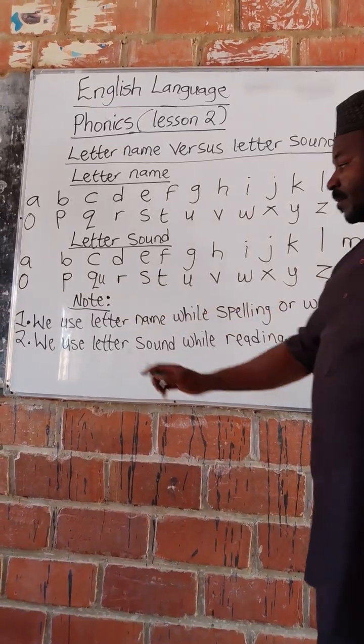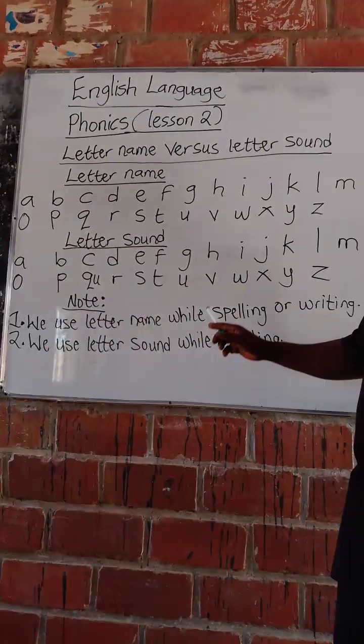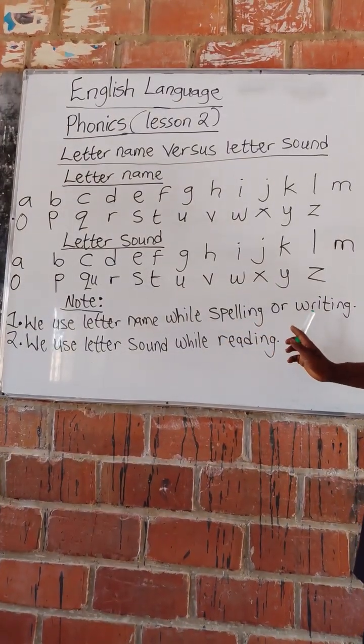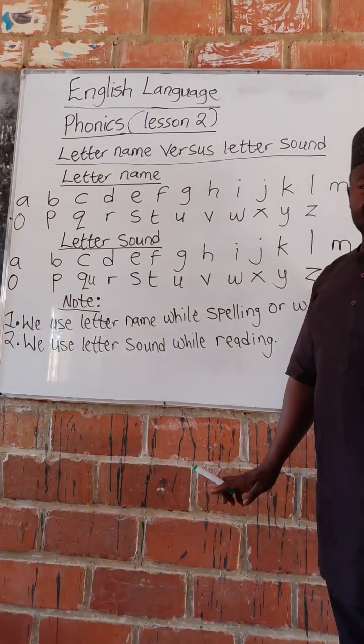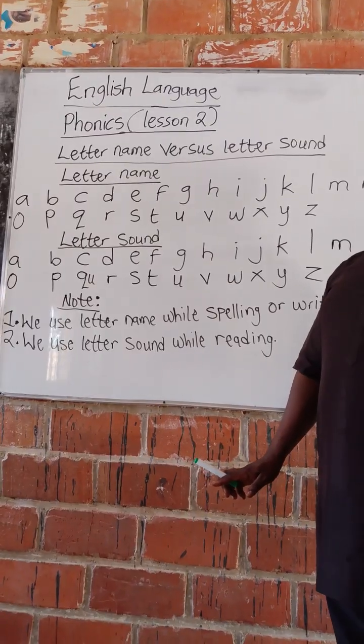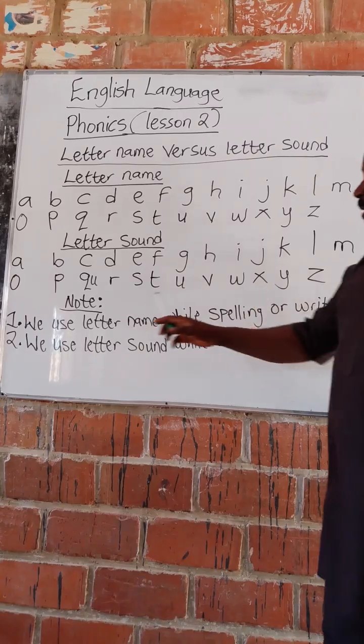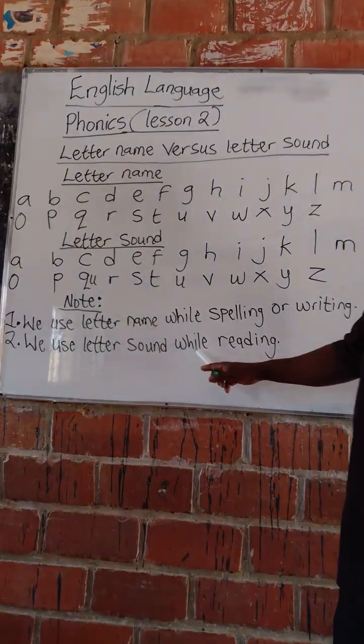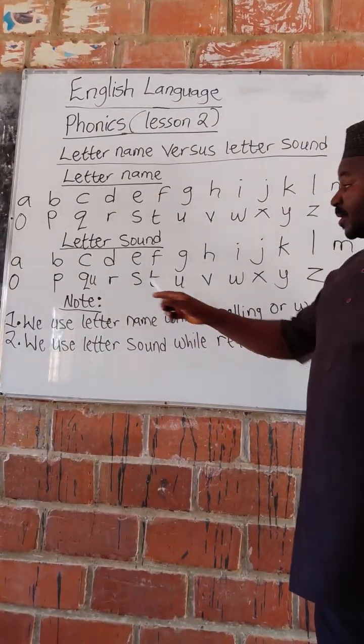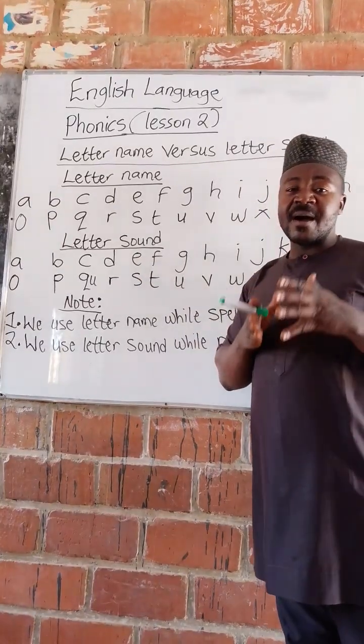Take note. We use letter name while spelling or writing. Once you are writing, you use letter name, or once you are spelling, you use letter name. But number two, we use letter sound while reading. So this letter sound, we use it when we are reading.